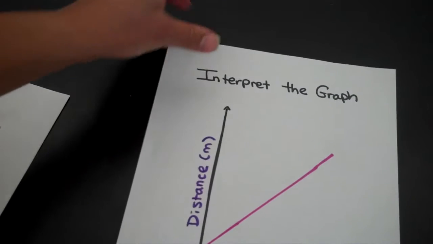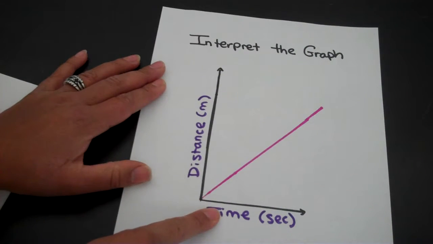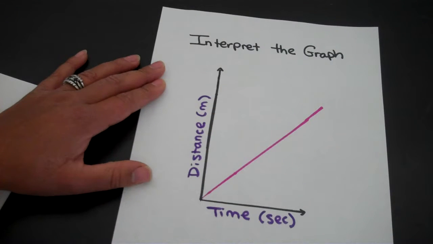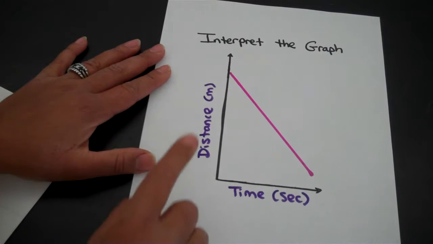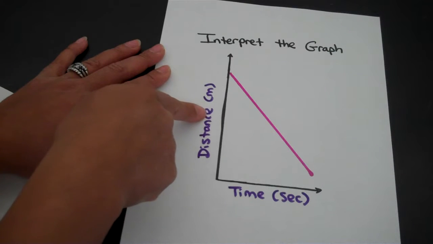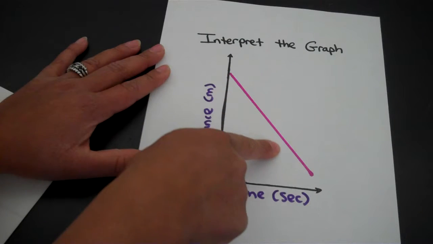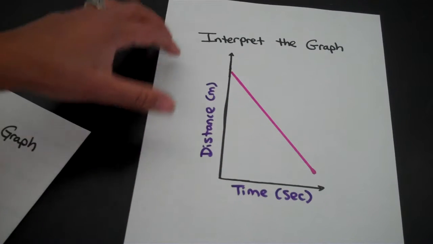Here's the next graph I'd like you to interpret. Again, it's the same thing, distance in meters, time in seconds. Interpret this graph. Here's the data of distance versus time. Here's our third graph. Interpret this graph. Again, distance is meters, time in seconds. This data is going this way. What is going on in this graph?